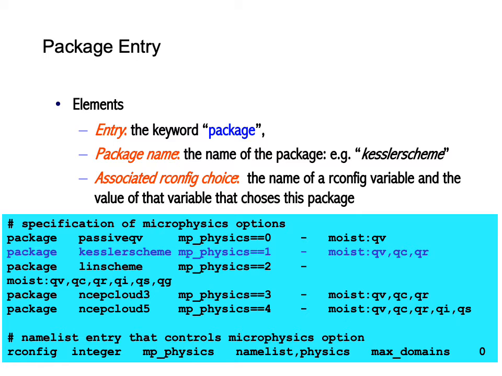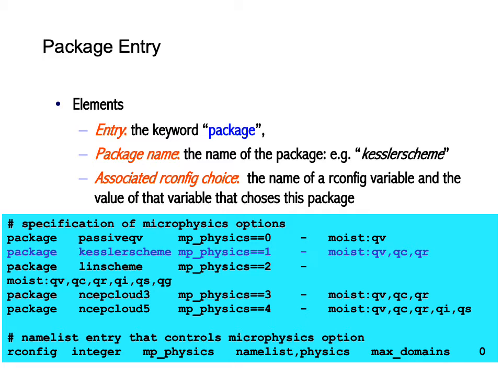So the keyword entry is package. And you'll notice what the syntax is: it says package, and then there is a name, and this is going to be an enumerated constant. So it says, for example, passive QV Kessler scheme. In this case, Kessler scheme is going to be the parameterized value of whatever MP_physics is equal to. And in that line, it's the numeral 1.